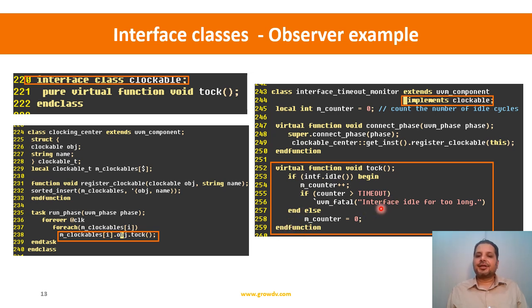UVM fatal will terminate the simulation. And in this tock we are emitting the count at every clock tick. So that is what we are trying to do with the help of this particular interface class.